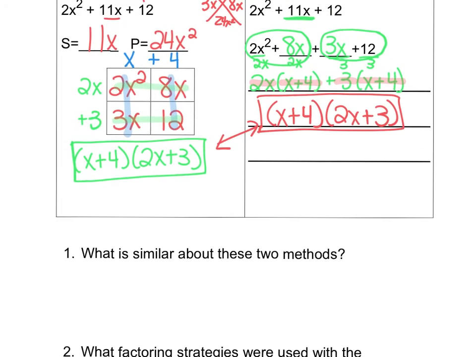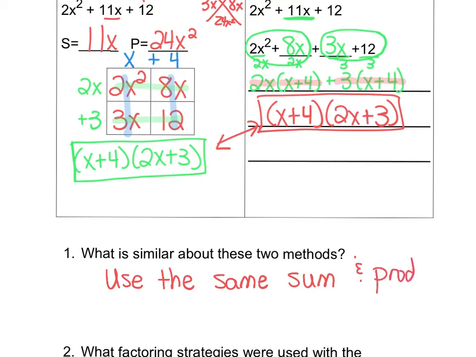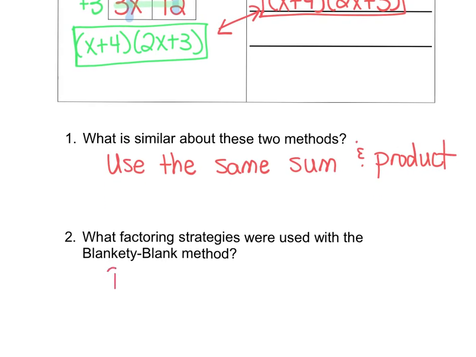Okay, so what's similar about these two methods? They use the same sum and product, just like they use the diamond. It says, what factoring strategies were used with the blankety-blank method? Well, first of all, you can see that we pulled out the GCF. So that's one factoring method, pulling out the GCF. The other factoring method that was used was factoring by grouping.